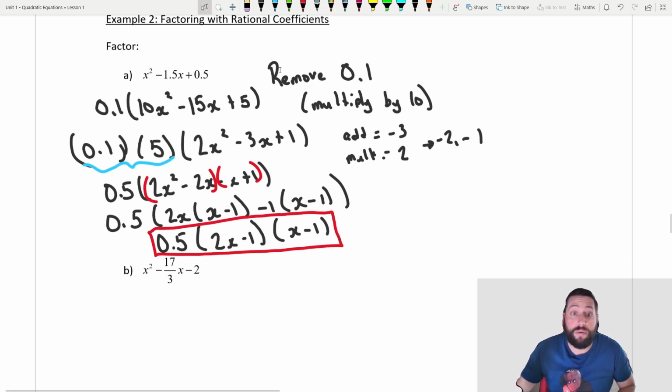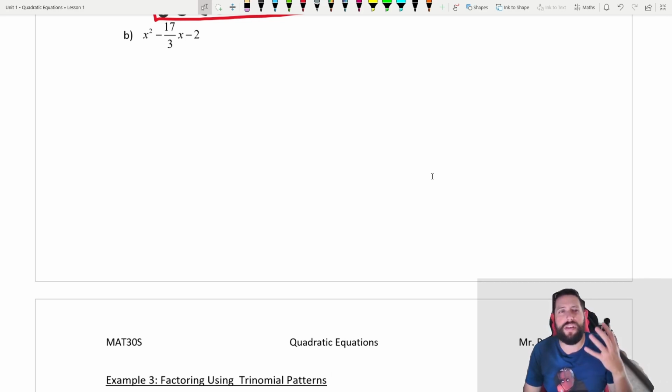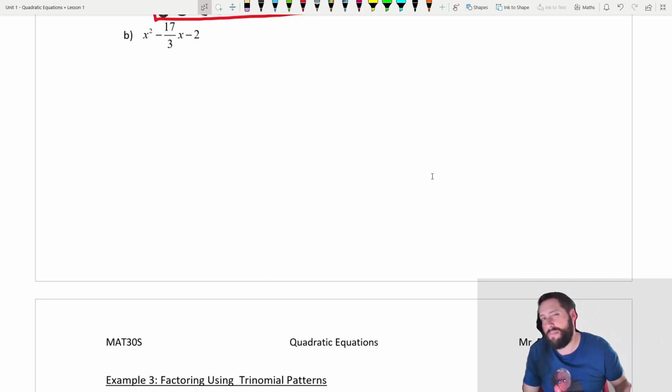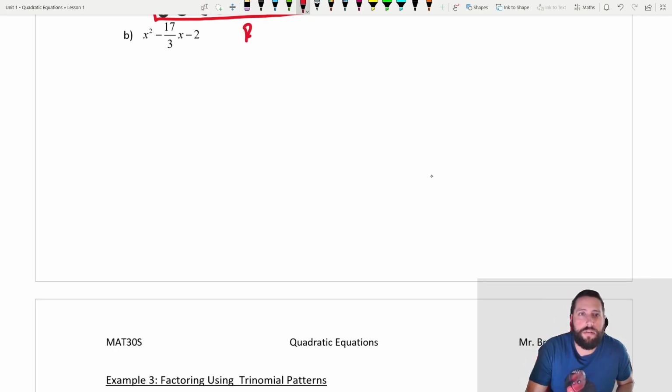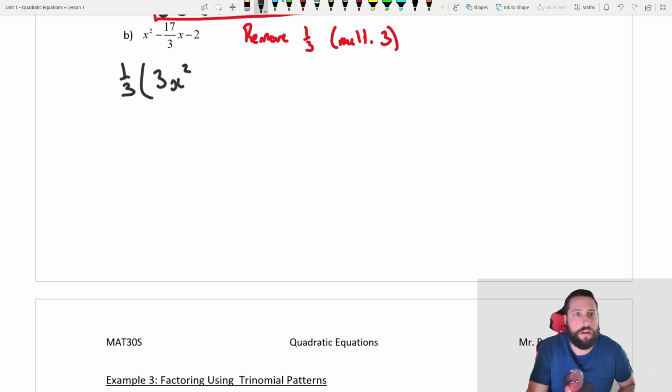Excellent. Let's move on to the next one. Okay, so in this one, we have x squared minus 17 over 3x minus 2. So we want to get rid of the divided by 3. Okay, so we're going to basically remove the 1/3, or you can treat it as you're multiplying everything by 3. Okay, so let's remove the 1/3, which again is the same as you're going to multiply by 3. Okay, so if we're going to remove the 1/3, like so, you're going to multiply everything in the bracket by 3. Okay, so it's going to be 3x squared minus 17x minus 6.